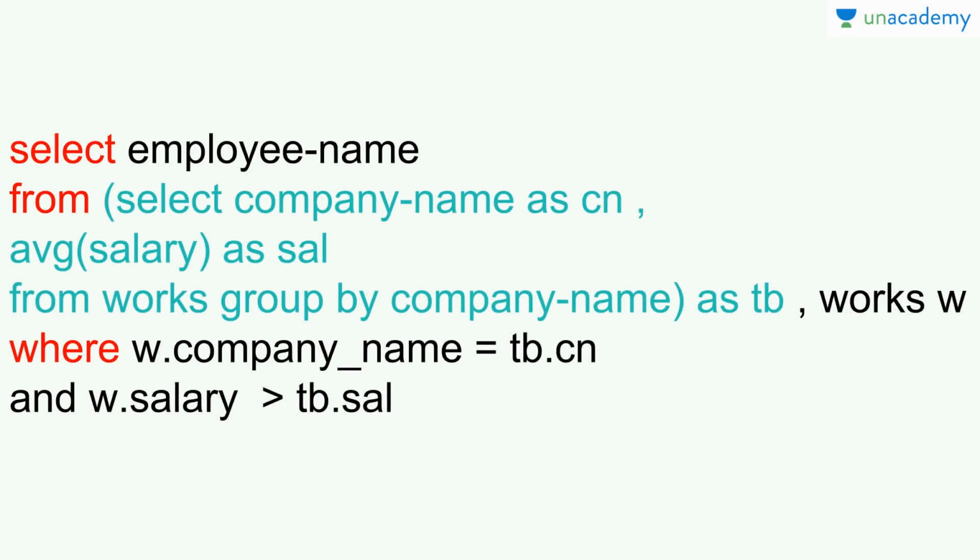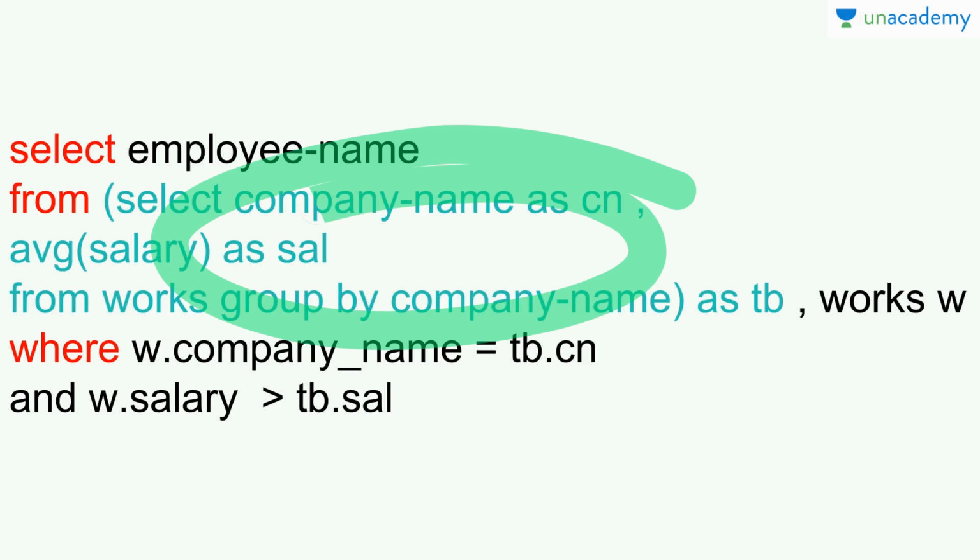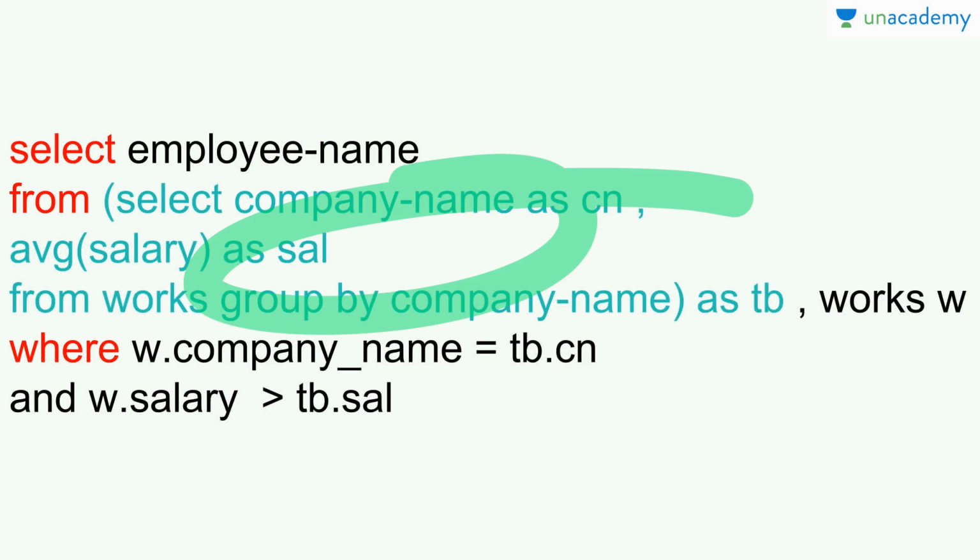So before this, let's just create one inner view. We have already studied about inner views. Let's just create an inner view having the company name and its average salary. Okay, so select company name and we are naming this column as CN and average salary as sal, and we have to group by company name. Okay, so from works, group by company name and just name this as TB. So this inner view is known as TB.